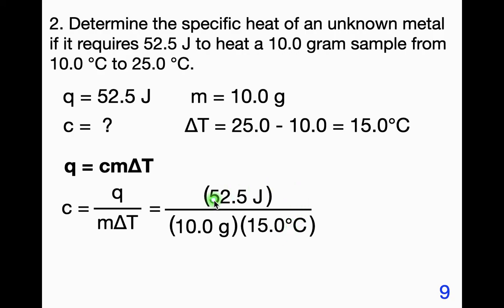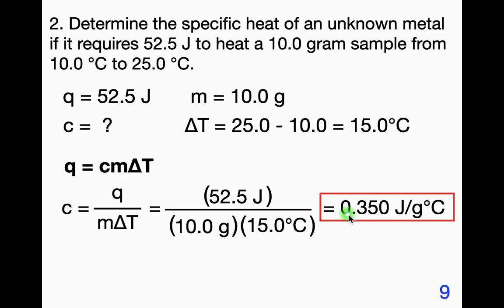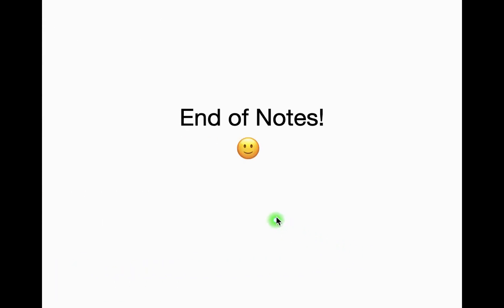Now, unlike the problem that we just did, notice that nothing cancels out. Joules, grams, degrees Celsius, well, that's good because that is the unit of specific heat. Remember, joules per gram degrees Celsius. So this gives us 0.350 joules per gram degrees Celsius. So this might give you a better sense on why we have those units. Joules per gram degrees Celsius, heat divided by mass divided by temperature gives us those units. All right, so these are the two problems that you want to use as a reference to do your homework. But for now, that is the end of notes.